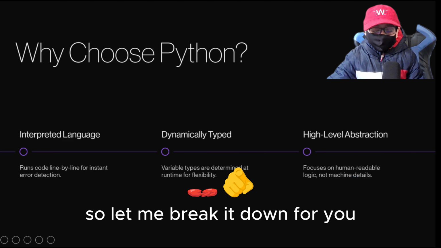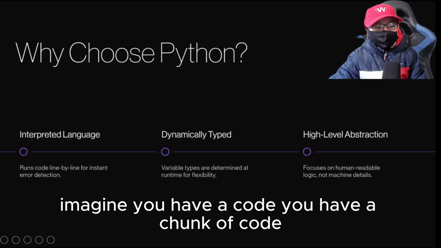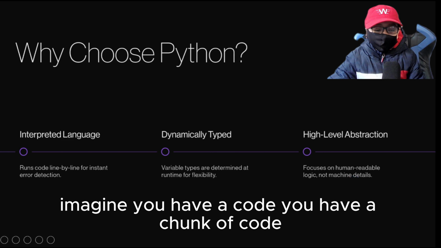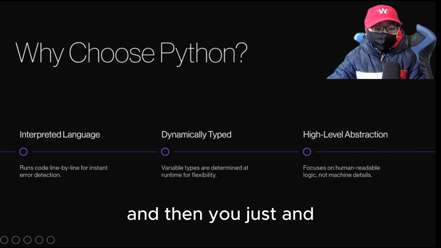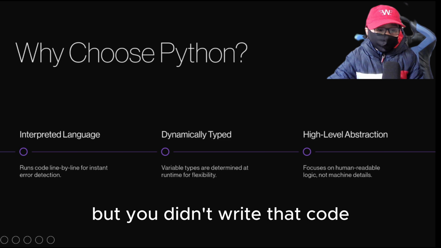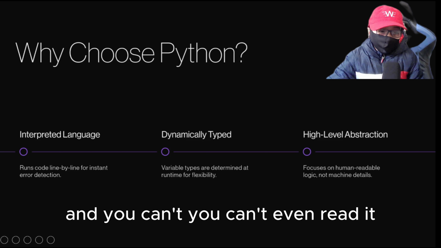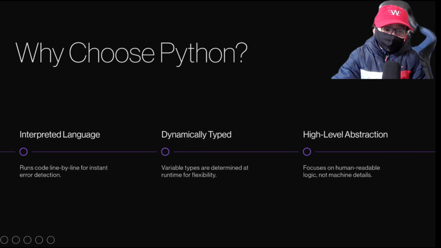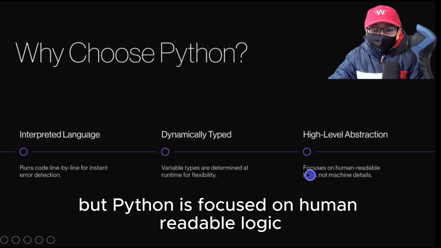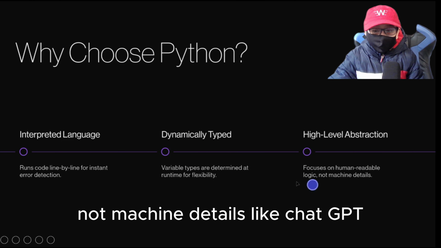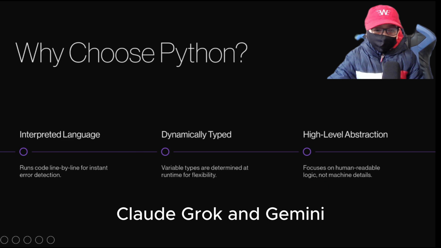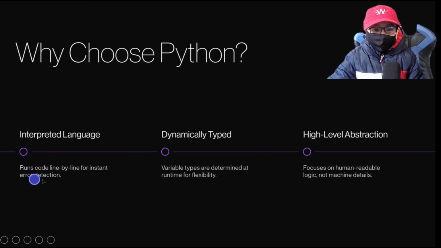So let me break it down for you. Imagine you have a chunk of code, but you didn't write that code. You just copied it from ChatGPT and pasted it, and you can't even read it. But Python is focused on human readable logic, not machine details like ChatGPT, Claude, Grok, and Gemini.